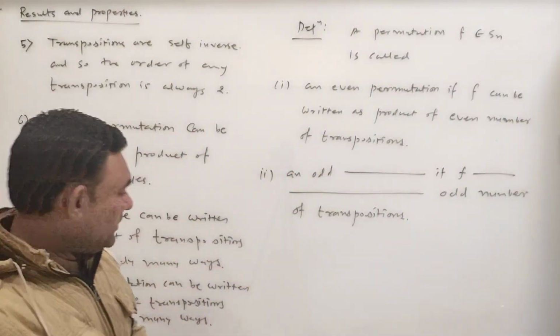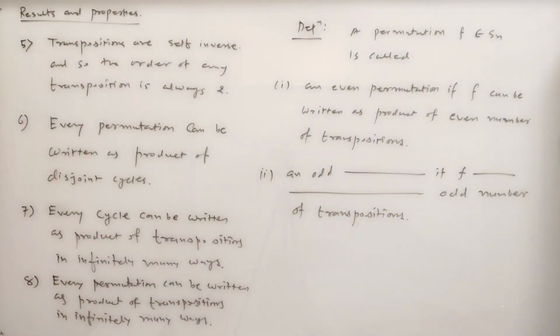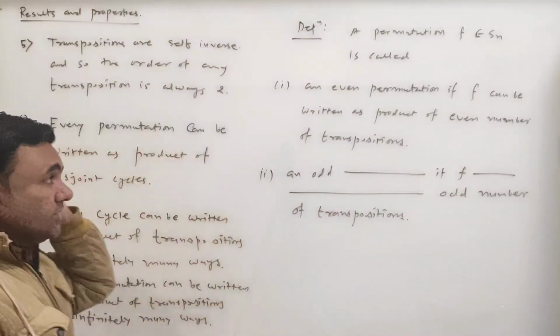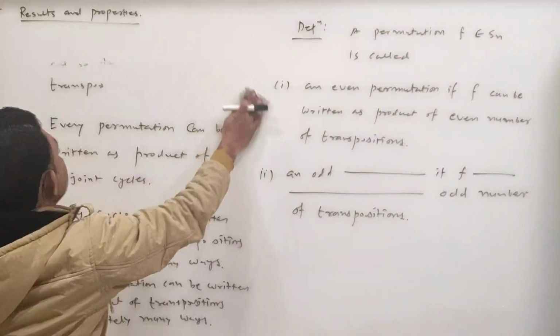So this is the definition. So then we have some again results and properties with respect to even permutation and odd permutation. So let us see results and properties next.